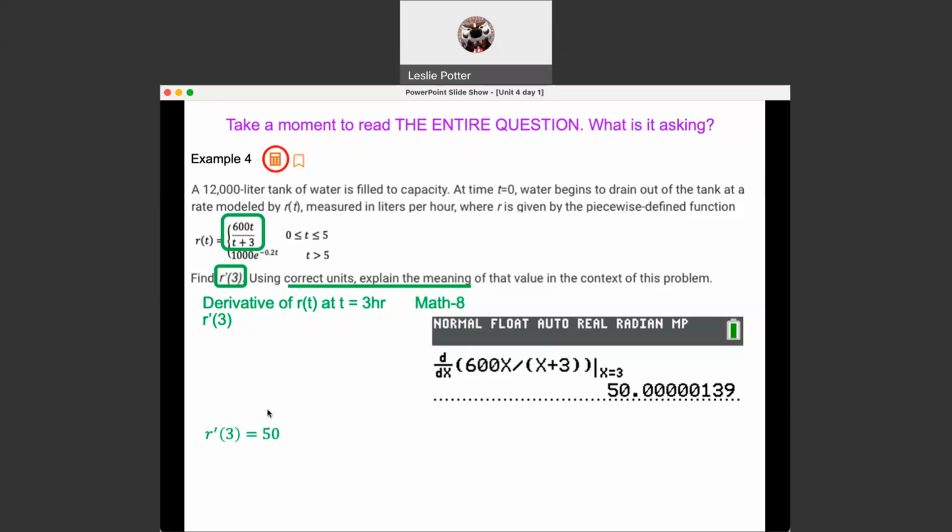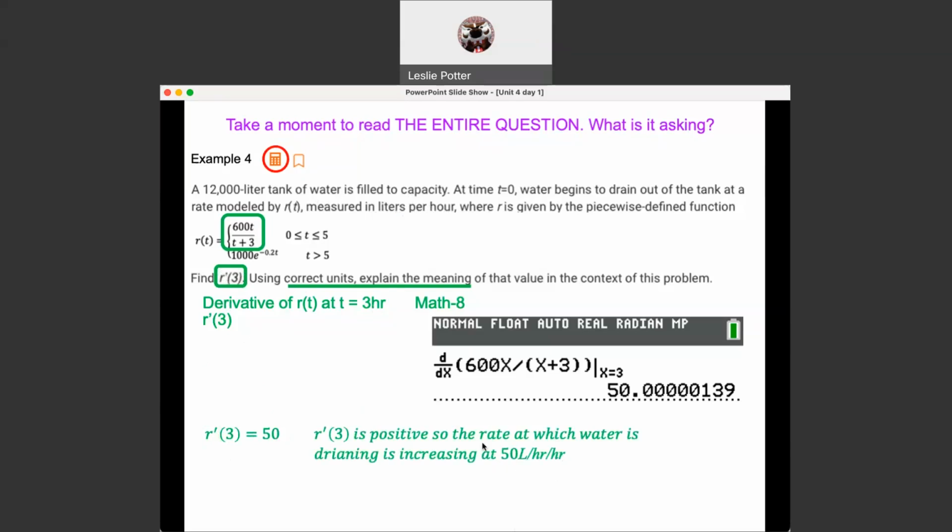And so you answered the question. Notice I answered the question using the notation that was given in the question. They want to see that. So make sure you say R prime of 3 equals 50 so that you have answered the question they asked you to answer. And then we have to find the correct units. We know R of t is in liters per hour. So if we differentiate R of t, we add another per to these units. So this is liters per hour per hour.